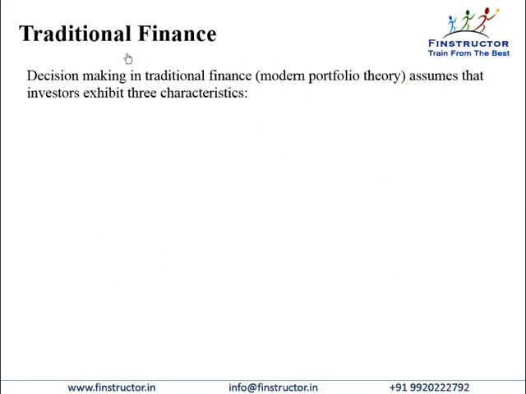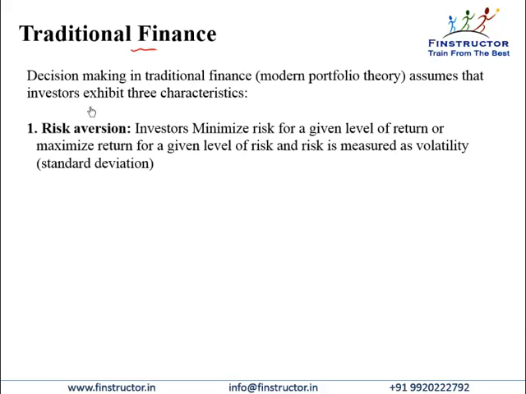Now, just to revise the concept of traditional finance and contrast it with behavioral finance, decision making in traditional finance assumes that investors exhibit three characteristics. First is risk aversion, that is, they minimize risk for a given level of return, and vice versa. Risk is measured as standard deviation.